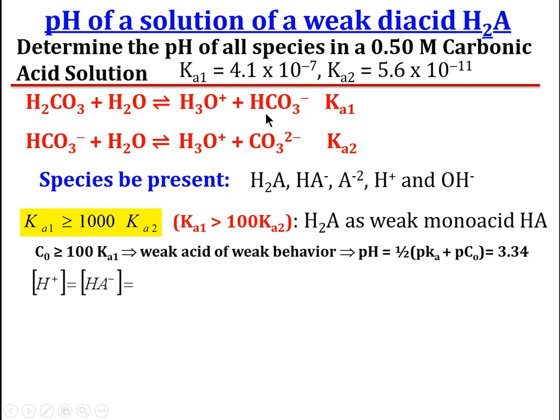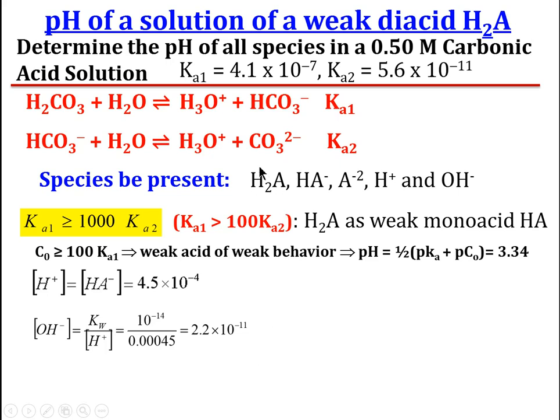If we have another question to calculate the concentration of all species in solution, so H3O+ equal HCO3 minus equal 10 to the power minus pH, so 10 to the minus 3.34 equal 4.5 10 to the minus 4 molar. H3O+ times OH minus equal Kw, so OH minus equal Kw divided by H3O+ equal 2.2 10 to the minus 11.